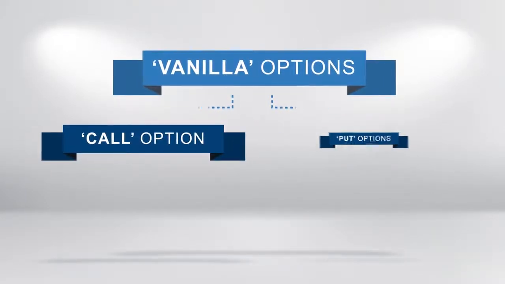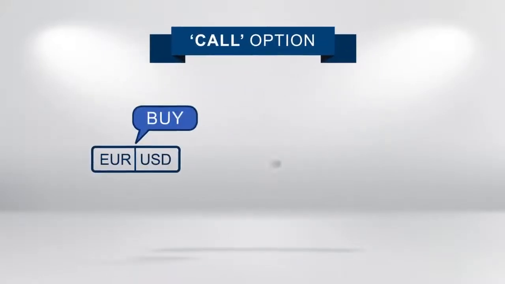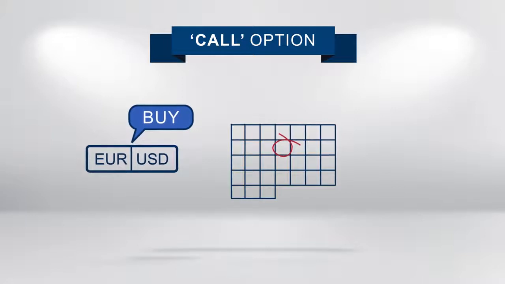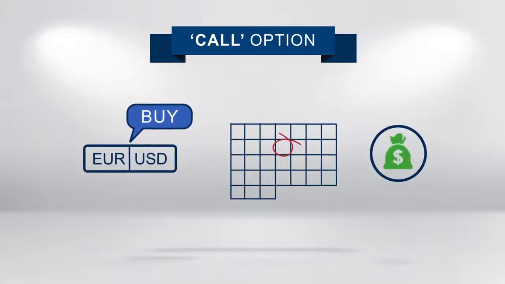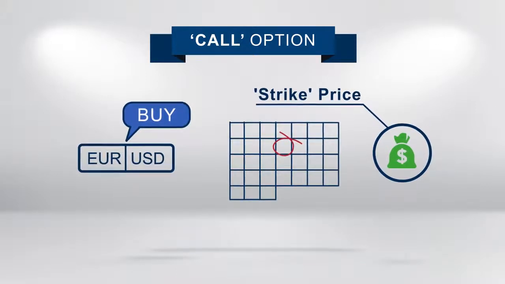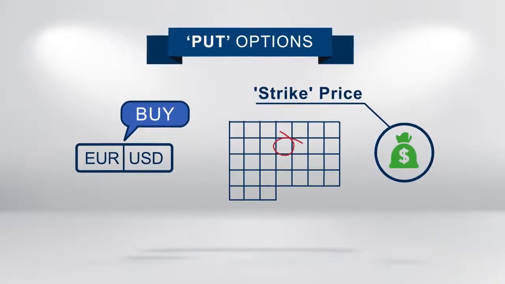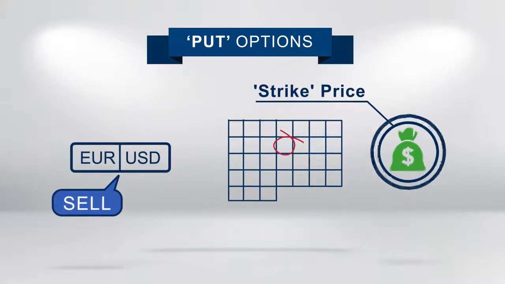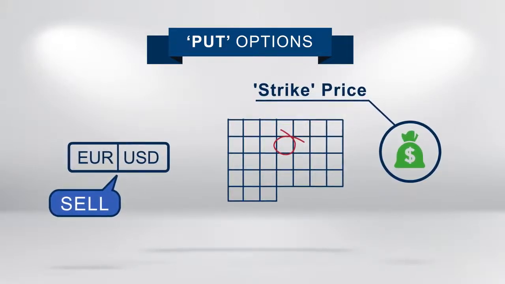A call option is the right to buy a currency pair at a certain date in the future, referred to as the expiry date of the option, and at a certain price. This is known as the strike price of the option. Buying a put, on the other hand, gives you the right to sell the underlying currency pair at the strike price on the expiry date.